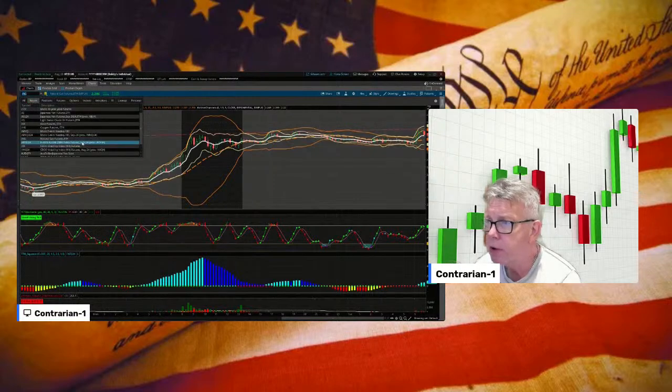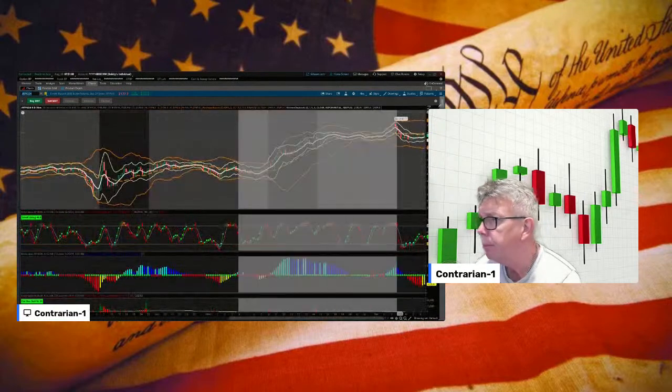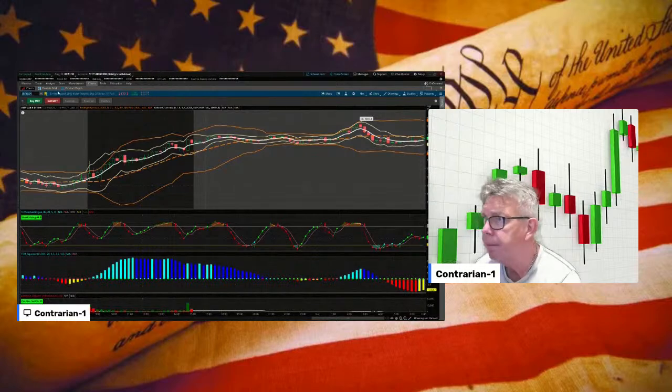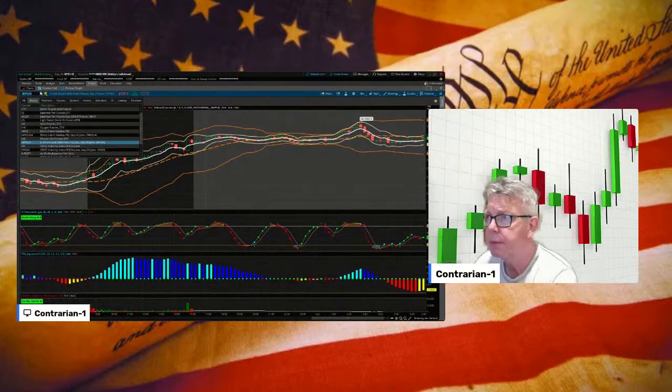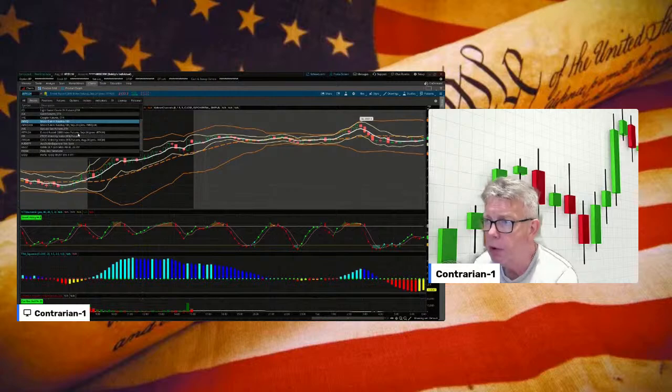Looking at the Russell 2000, it is up fractionally. Watch yields. If yields move up, it's going to be difficult for the RUT to move up as well.